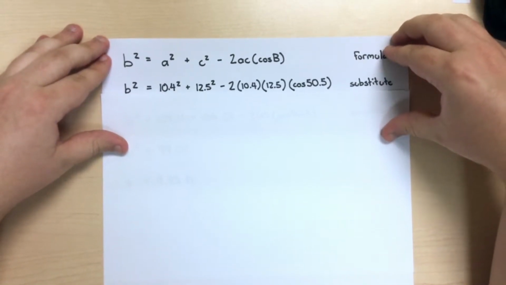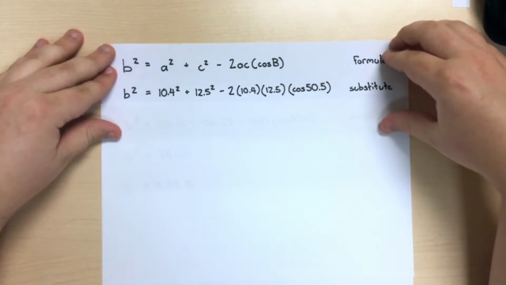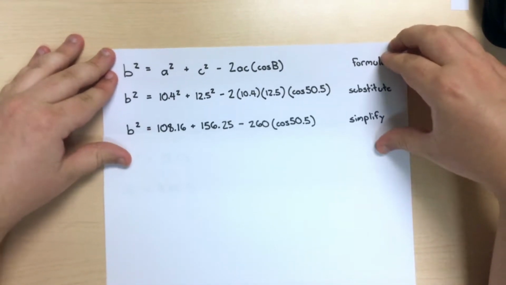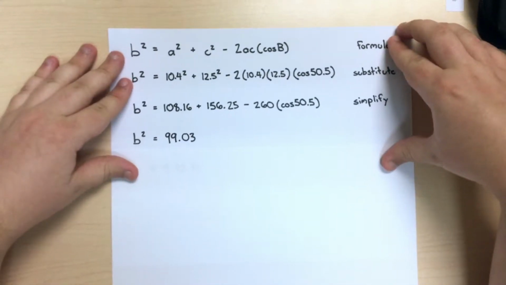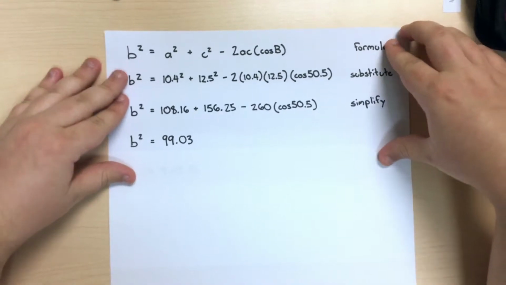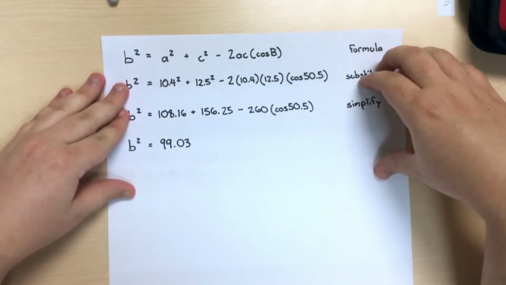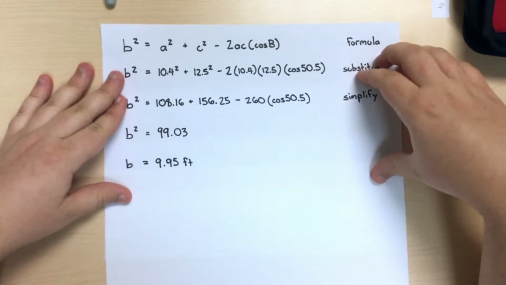When we substitute in the values, we get this. And after we simplify it even further, we get b squared is equal to 99.03. After taking the square root of that, we get b is equal to 9.95 feet.